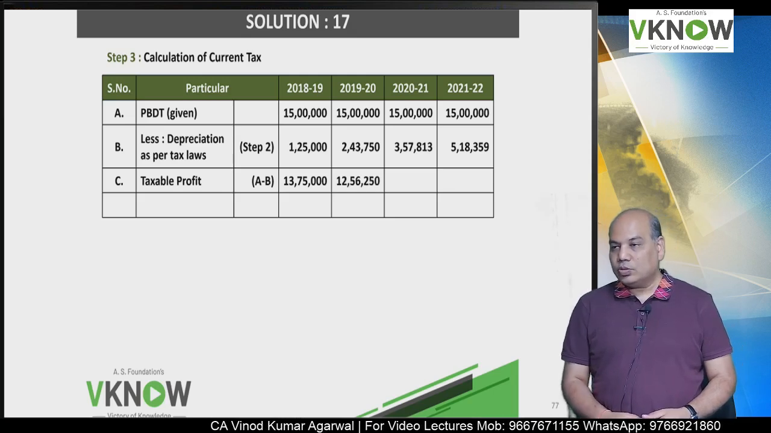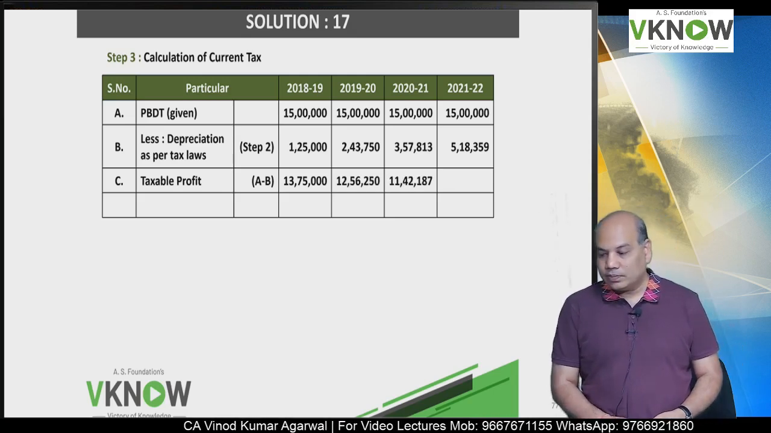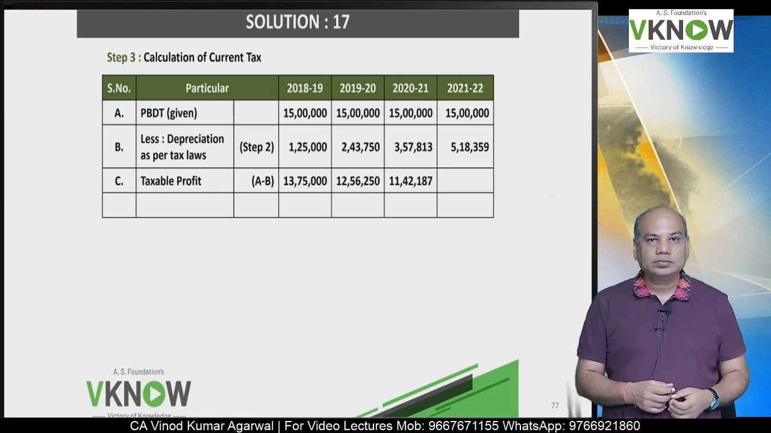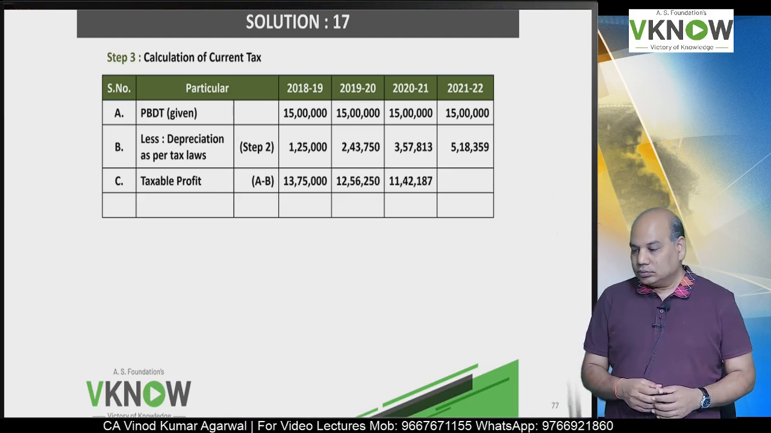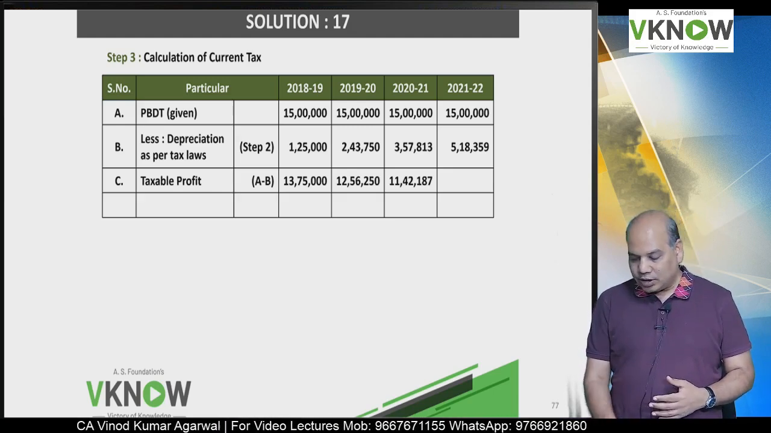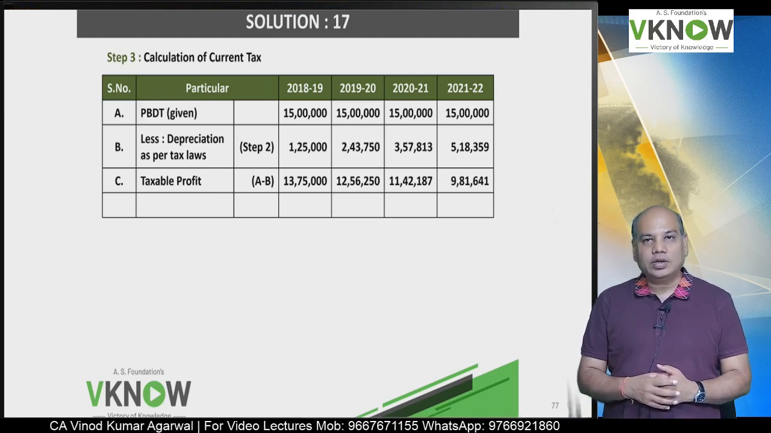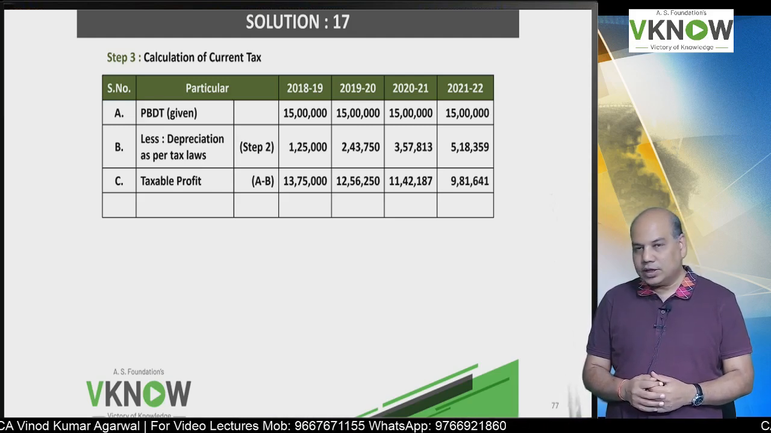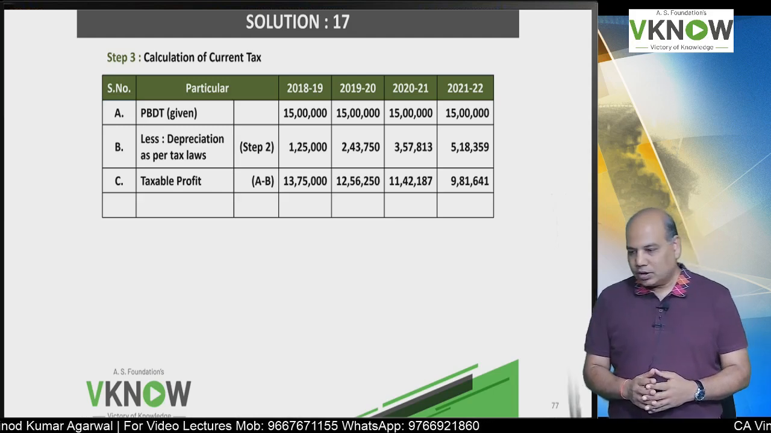13,75,000. 12,56,250. 11,42,187. Anybody last year? Check. 981,641. Confirm the taxable profit first.